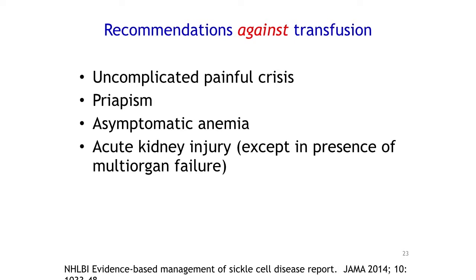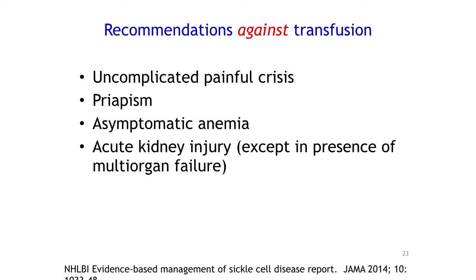In asymptomatic anemia, we may actually not transfuse, but just identify the other factors that may be related to its causation and also manage it conservatively. In acute kidney injury, it is suggested that we may actually not transfuse our patients if there is no other organ affected. It may be more detrimental, it may worsen the kidney function or impairment.